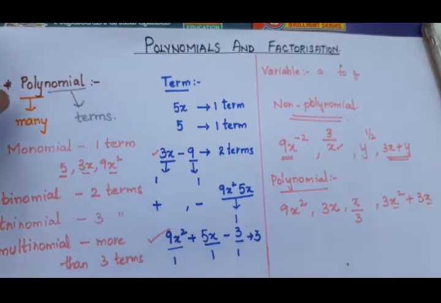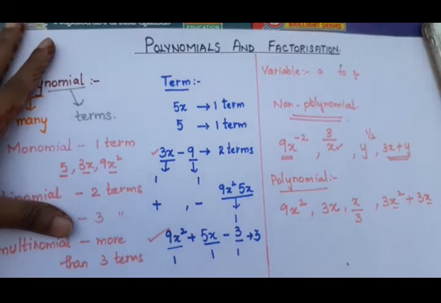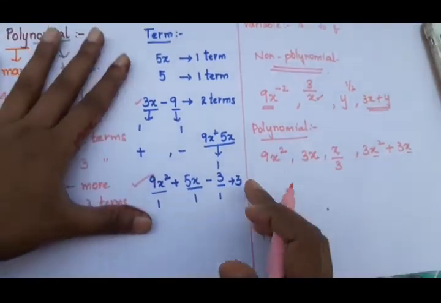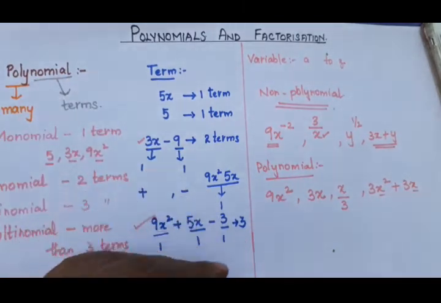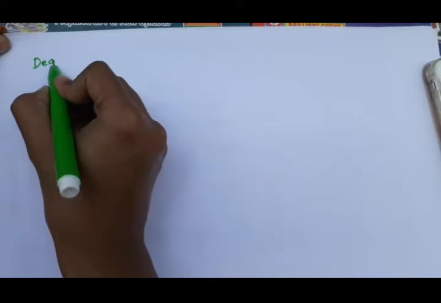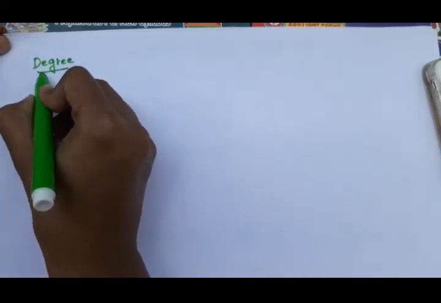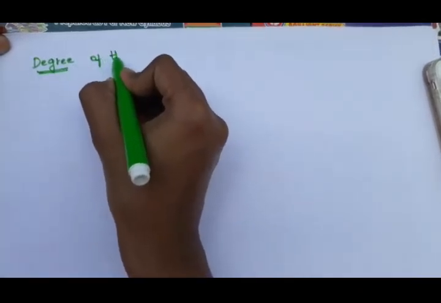See here, next topic is degree of the polynomial. Like, see here, degree. What do you mean by degree? Degree is nothing but power, children. Okay, degree is nothing but power. Degree of the polynomial.